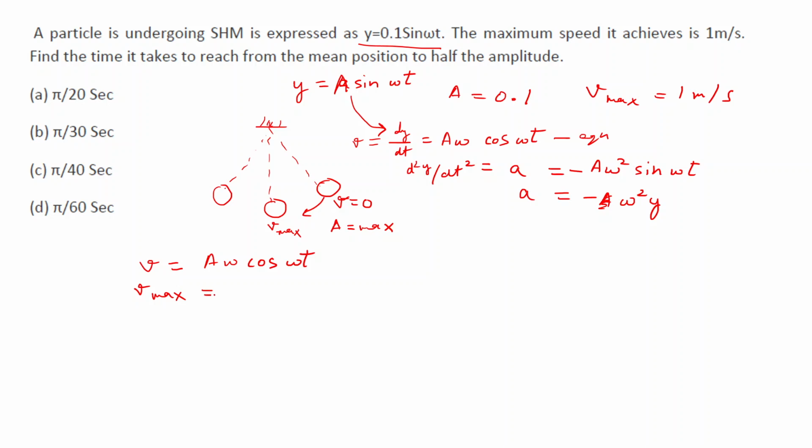So velocity will be maximum when the amplitude value will be the same. This expression will be the same, but when this cos takes its maximum value, cos 0 degree is 1, and 1 is the maximum value we can get with cos. That means the maximum value we can get from this expression is A omega, right?